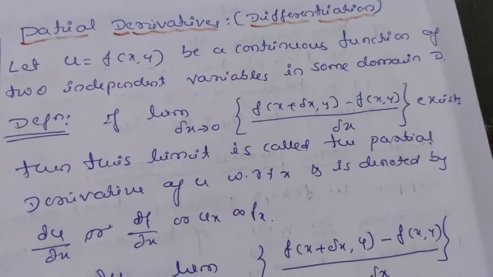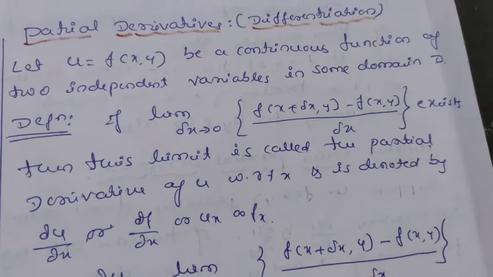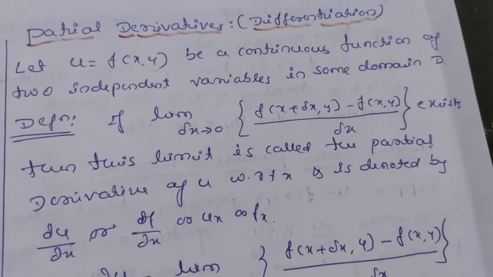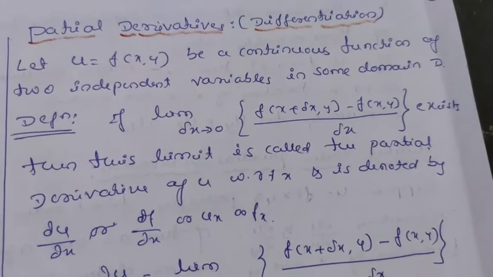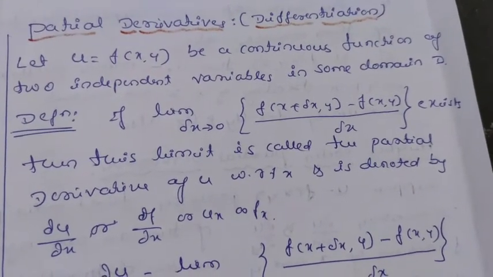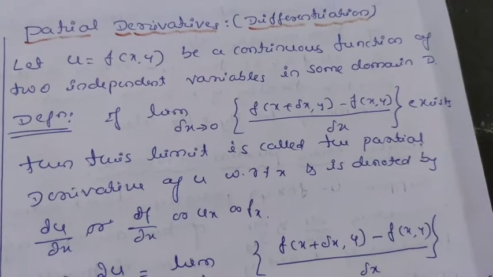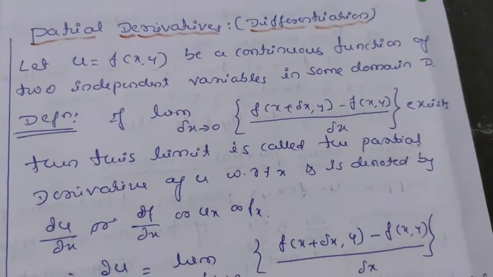Let u equals f of x, y be a continuous function of two independent variables in some domain D, as you have studied about continuous functions in the last class. So let us consider a function u equals f of x, y in some domain D.